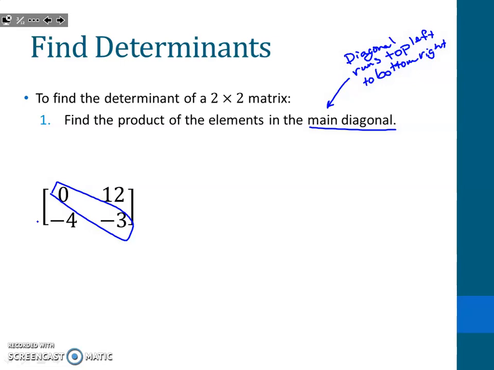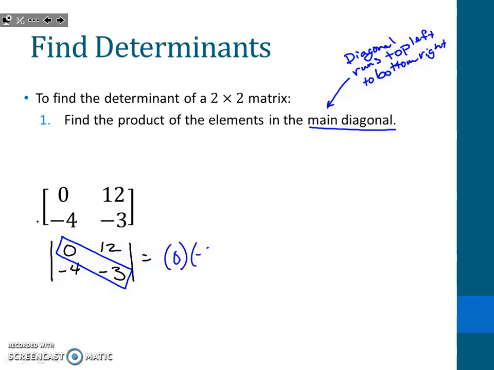So I'm going to be looking at the product of 0 and -3 to find that determinant. And actually, before I do that, I just thought of this. When I'm finding the determinant, remember, it is the straight lines that I need to be working with at this point. So I should have straight lines there. Okay, and I'm going to be taking the product of my main diagonal, which is top left to the bottom right. Okay, so the determinant would equal 0 times -3.